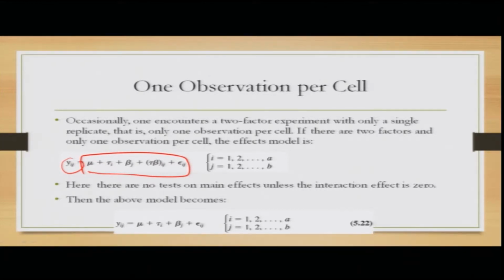Then the above model, considering that the interrelationship of the factors is missing, which means the value of tau beta i j is not there. So, obviously, if I look at this equation, y i j remains, mu remains, tau i remains, beta j remains, error remains. What is missing is the interrelationship effect of factor A and B. You can extend that for A, B, C accordingly, A, B, C meaning more than two factors.